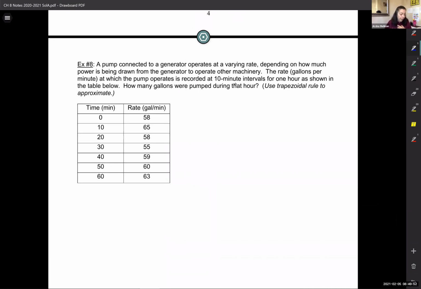Here, we have a pump connected to a generator that operates at a varying rate, depending on how much power is being drawn from the generator to operate other machinery. The rate in gallons per minute at which the pump operates is recorded at 10-minute intervals for 1 hour as shown in the table below. So here, rate is given as a table.